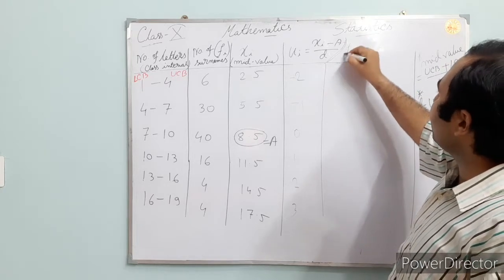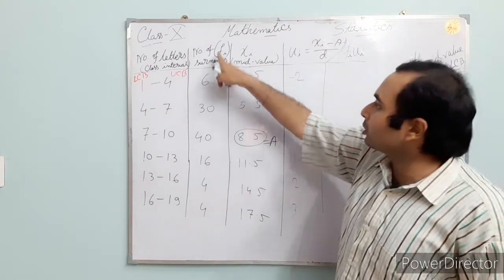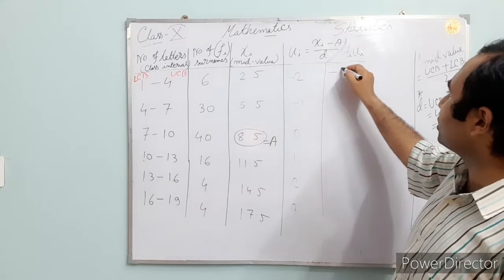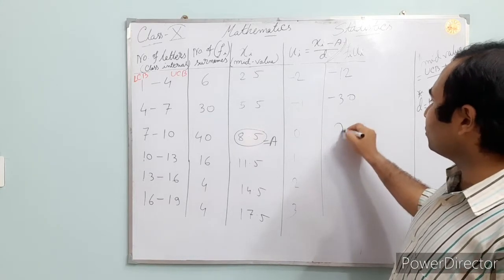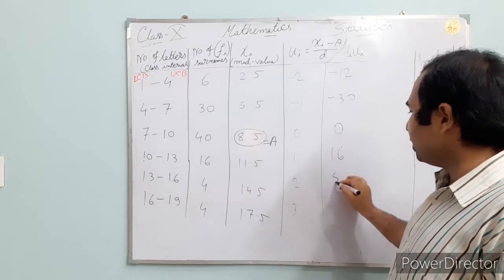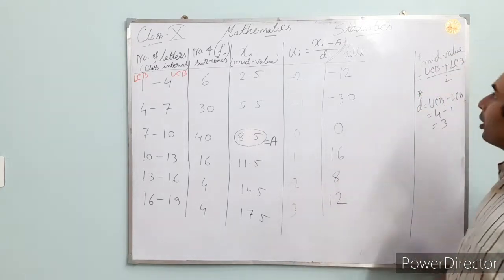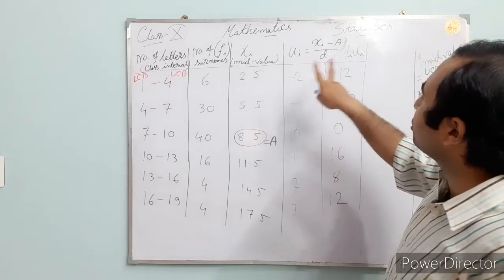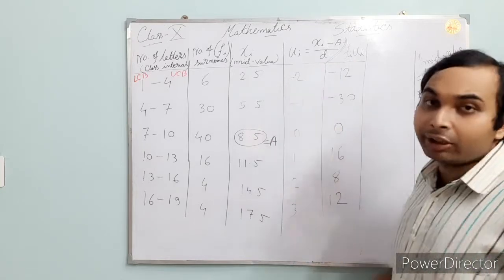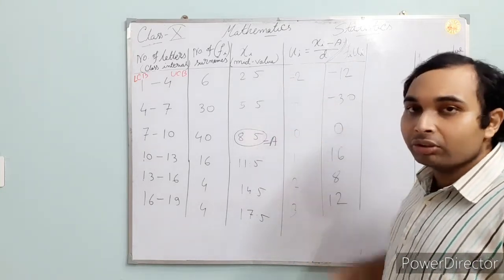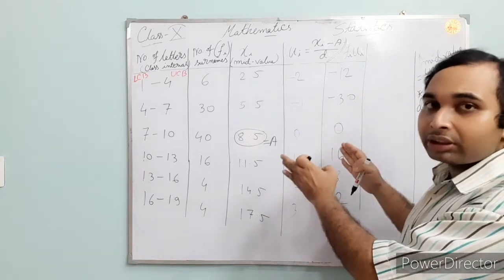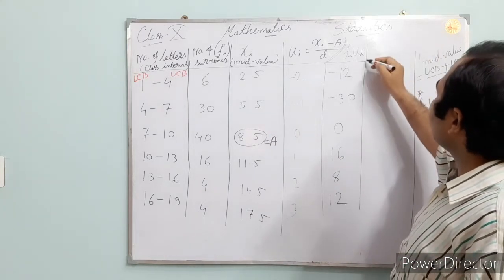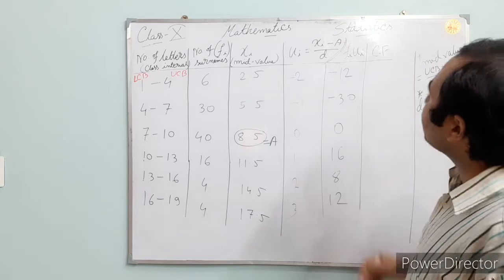Now the next column, fi ui. Here those are fi and those are ui, you just have to multiply those. So 6 into minus 2 is minus 12, minus 3 into 10 it will come minus 30, 0, it is coming 16, 8 and it is coming 12. And the last one of the columns, this is the last one. So only 2 columns will be more than the direct method. And also you will see the calculation will be easier. If you try to do this in the direct method, you will see the calculation will be much longer. Okay. So here fi ui, and the last one you have to find is the cumulative frequency.